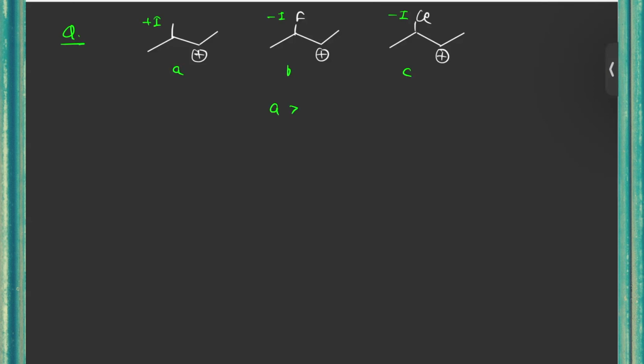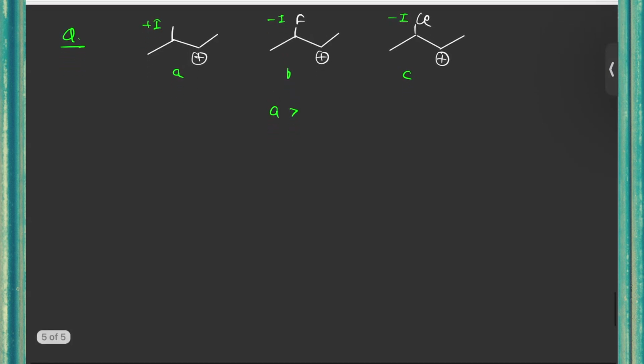Now, so we can say A, B, C. A is the most stable one. If we talk about B and C, in both B and C there is a minus I group, and the minus I group will withdraw the electrons. But which will withdraw more? Fluorine will withdraw more, right? Because electronegativity of fluorine is more.